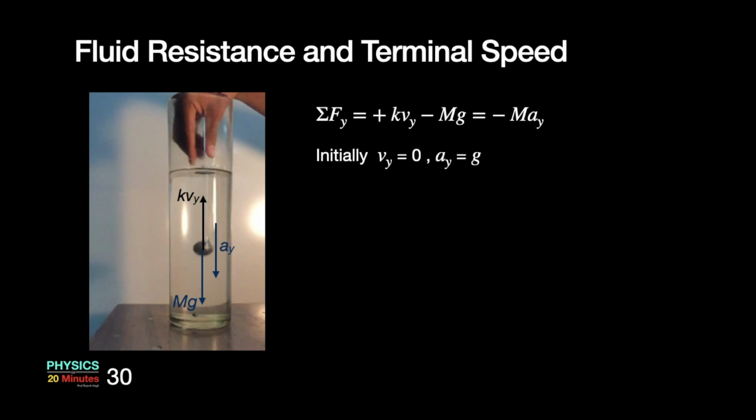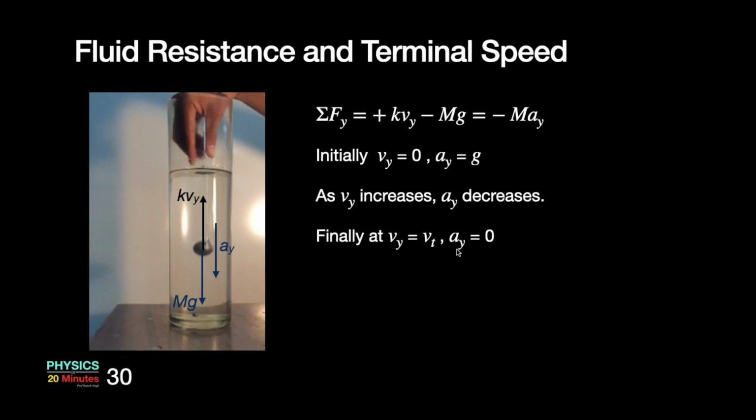So initially when Vy is negligible, ay is equal to g. As Vy increases, ay decreases. Finally ay becomes 0 and the velocity becomes constant. We call it the terminal velocity, and I will write it as Vt. So I can write kVt minus mg is equal to 0, or terminal velocity can be written as mg by k. So this is the terminal velocity of the block, excluding buoyant forces and all.